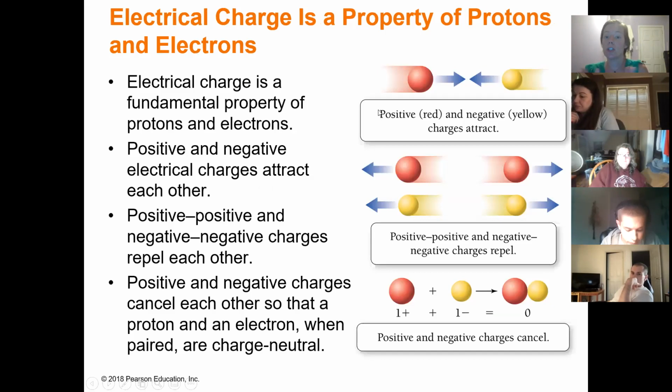Electrical charge is a property of protons and electrons. So protons, positive, P and P. Electrons, negative. Neutrons, neutral, no charge. Note that two positive things will repel each other, two negative things will repel each other, and a positive thing and a negative thing will attract each other, right? Opposites attract. So that's why the electrons hang around the nucleus. Know that one positive charge, like the charge from one proton, and the charge from one electron will balance each other out to create something that's charge neutral.